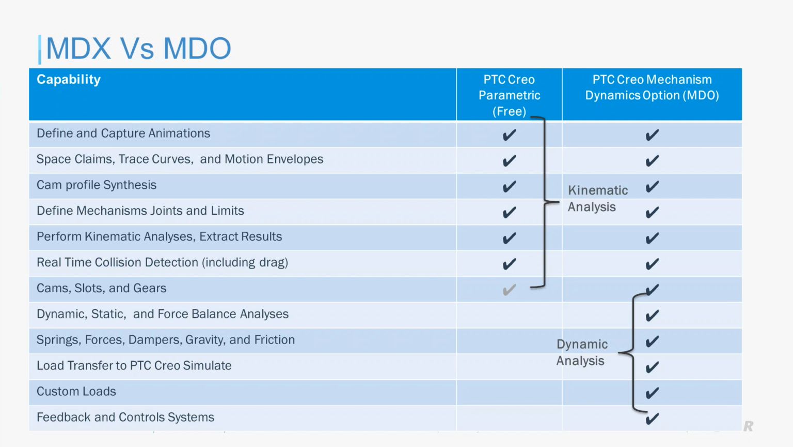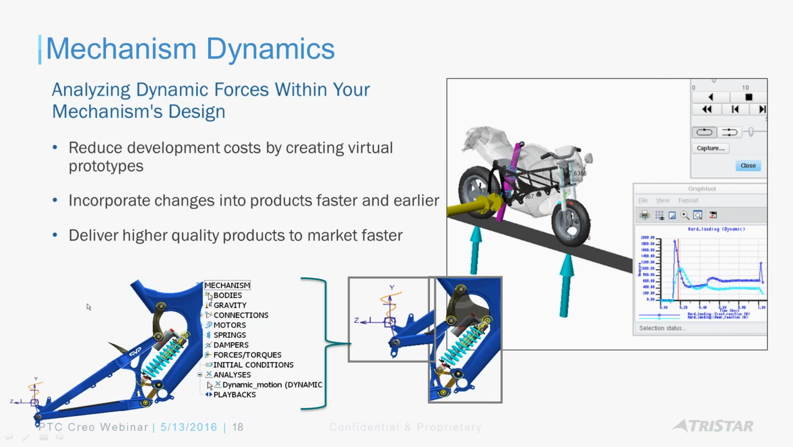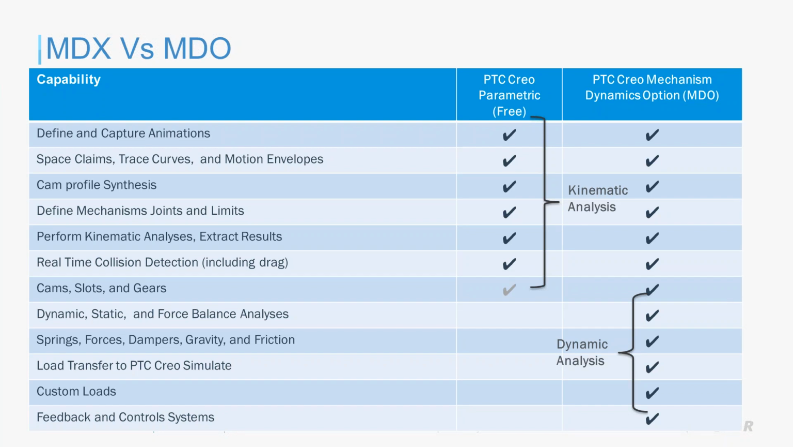And some of your packages that you currently own may already have it. You just have to be aware of it. Like I said, the best way to check is if you go to an assembly and go to Applications, Mechanism, it's going to give you all this listing that I have here, right? It's going to give you springs, dampers, forces, initial conditions, things like that. That kind of tells you that you already have that dynamics module.